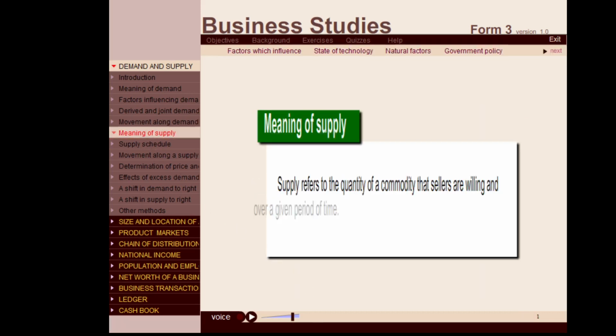Meaning of supply. Supply refers to the quantity of a commodity that sellers are willing and able to bring to the market at a particular price over a given period of time.